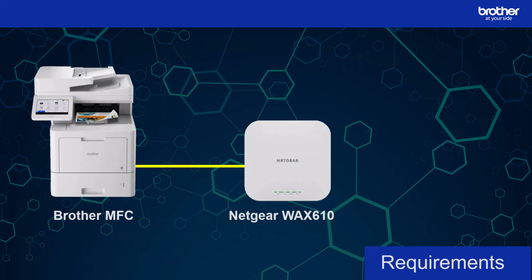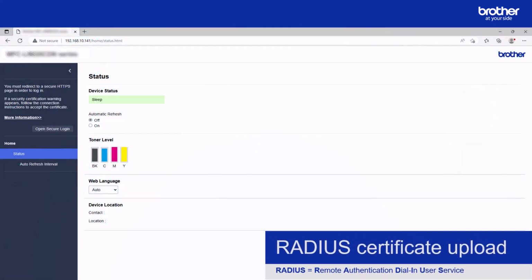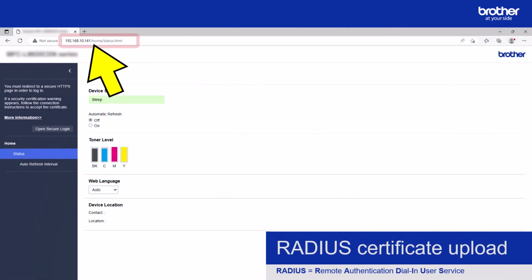Within this video, in order to apply the required configurations, I'm going to connect my Brother device to my network using a physical network cable through an unprotected port. By unprotected, I mean a port that is not currently being managed by 802.1x. So now I will get started by opening a web browser and typing the IP address of my Brother device in order to access its internal web server.